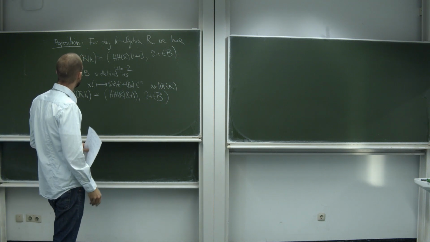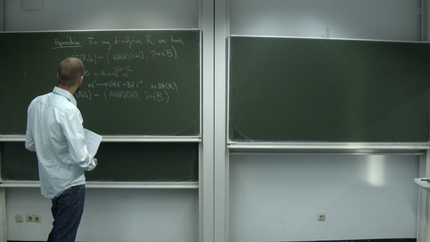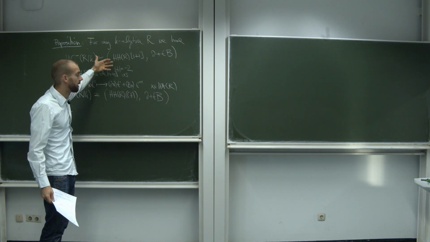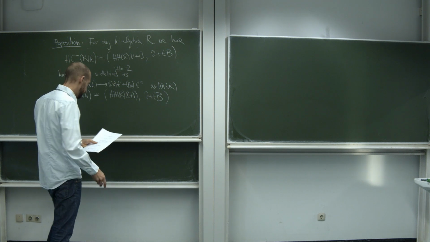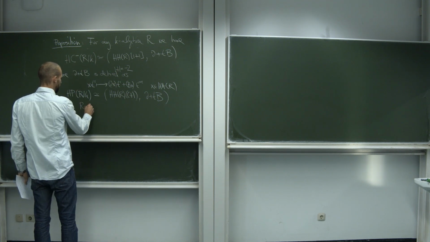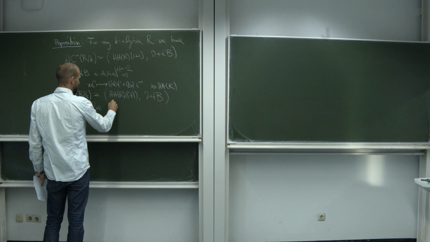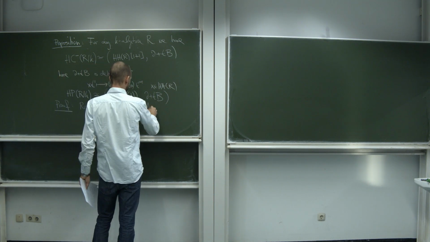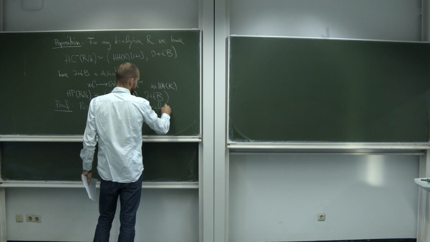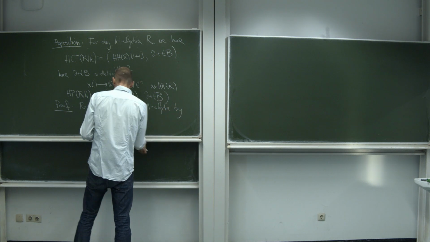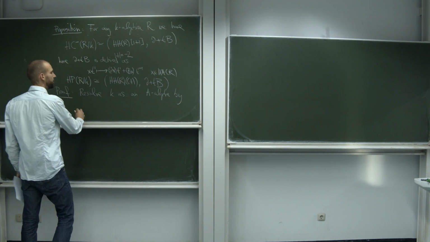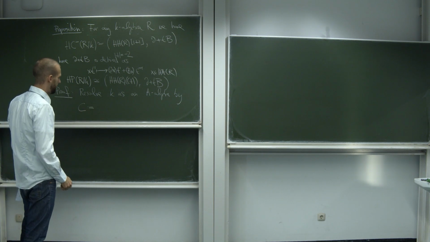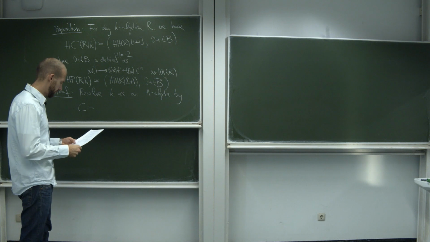Okay, so the idea, let's remember what our definition was. Our definition was that we had to form a derived Hom. So what we have to do is resolve K as an A-algebra by the following resolution. I'm just going to define for you an A-algebra C, and that's going to be a DG algebra over A.